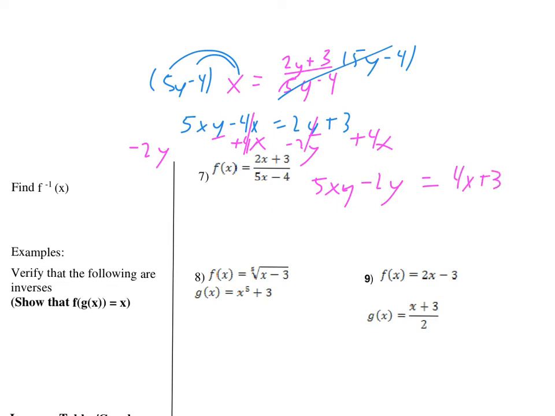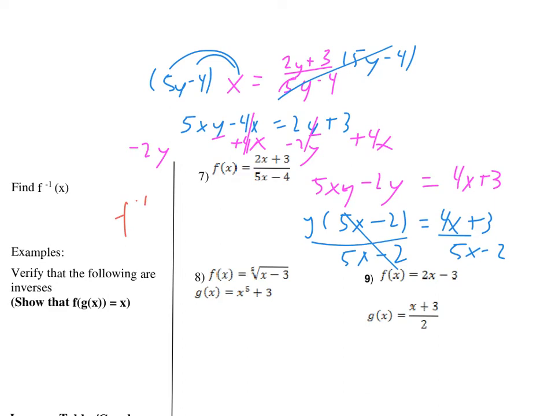And now that I have both of these y's on the same side, what I can do is factor one of them out, and then divide this over here, and I'm done. So my final answer would be f inverse of x equals 4x plus 3 over 5x minus 2.